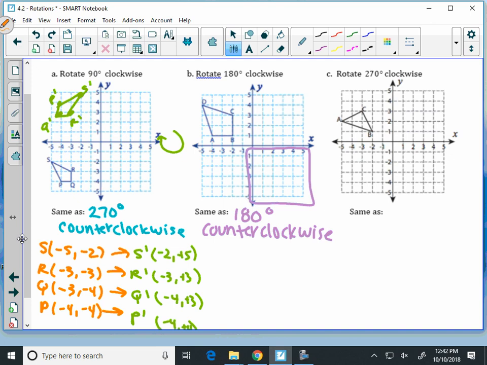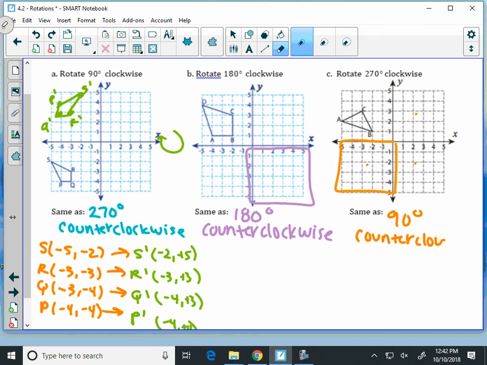So with a 270 degree clockwise rotation, how many quadrants are we jumping when we do a 270 degree rotation? How many? 3. So again, we're going clockwise, the same direction as the clock. So 1, 2, 3. We want to land in this quadrant. Well, what counterclockwise rotation will land us in that quadrant? A 90 degree. Okay. Again, I'll leave for you to do that on your own.